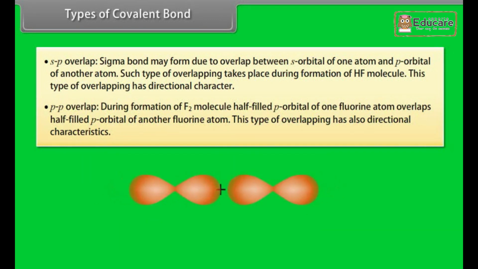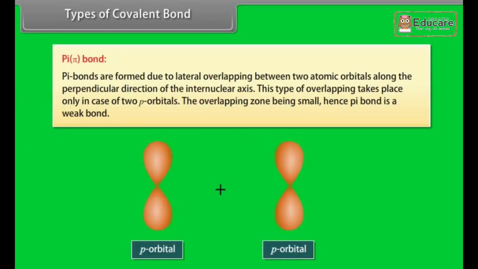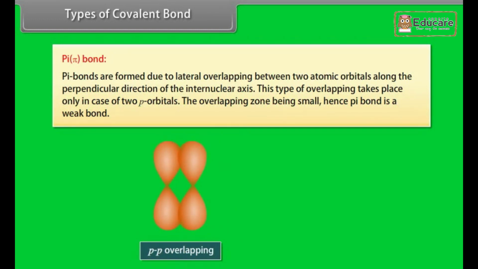PP overlap. During formation of F2 molecule, half-filled p orbital of one fluorine atom overlaps with half-filled p orbital of another fluorine atom. This type of overlapping has also directional characteristics. Pi bond. Pi bonds are formed due to lateral overlapping between two atomic orbitals along the perpendicular direction of the internuclear axis.